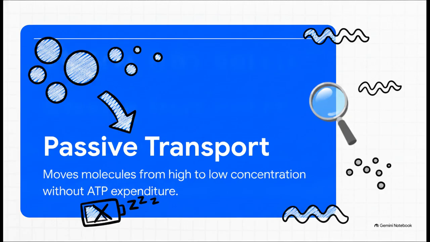It's molecules naturally moving from an area of high concentration straight down to an area of low concentration. And because they're just naturally moving down that gradient, the cell expends absolutely zero ATP. No cellular energy is wasted whatsoever.